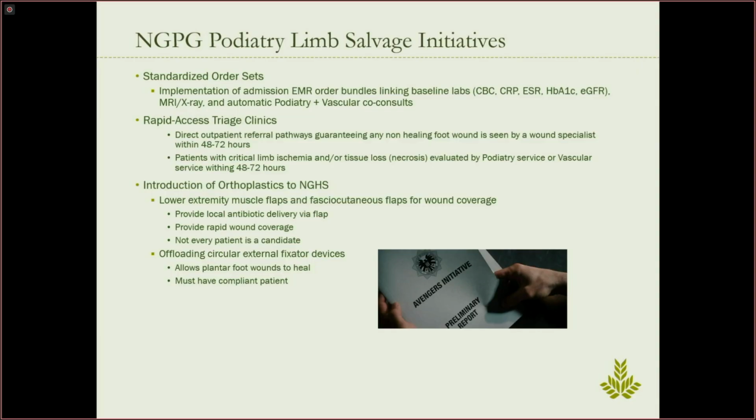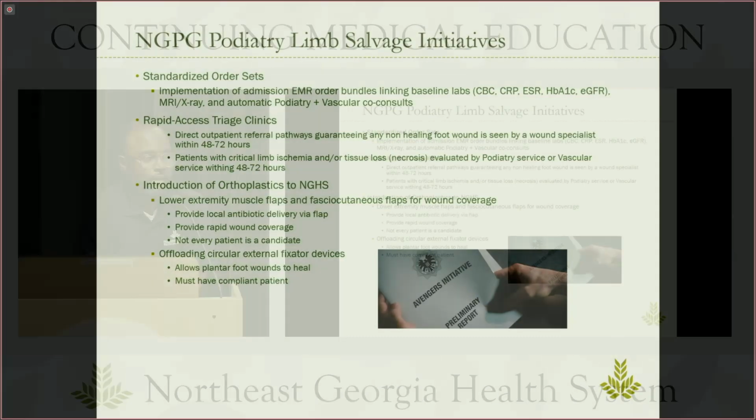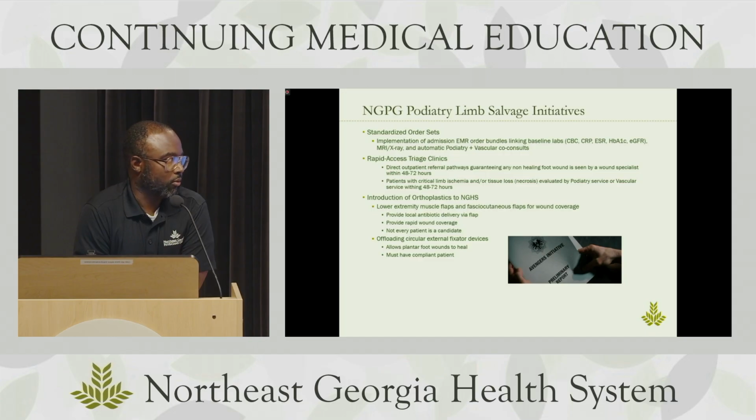And then introduction to orthoplastics. A lot of things that we talk about is infection control. There's other things that we can do before the wound gets infected. We can rotate muscles, we can rotate fasciocutaneous adipose tissue to cover these wounds, and we can sometimes even put on offloading fixators that can offload the plantar wound to allow the patient to weight bear as that wound heals. That's high level, and that's being done all over the place, and we have the opportunity to do that here as well.